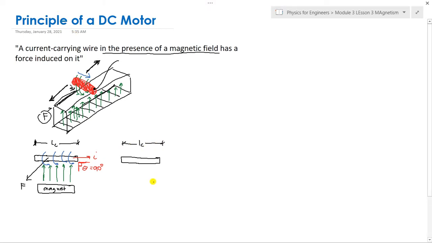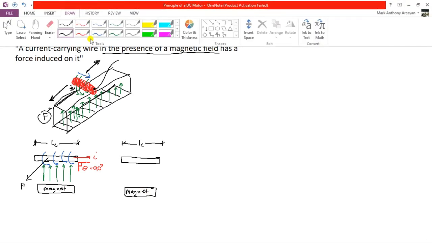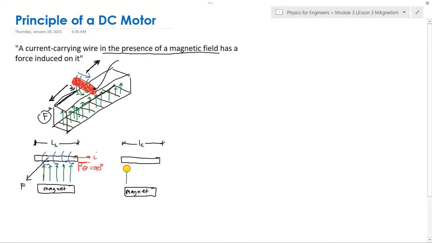Length LC, then it is in the presence of a magnetic field. So we have here a source of magnetic field, a certain magnet. It has magnetic field lines. It is straight, meaning perpendicular to the length of the conductor.